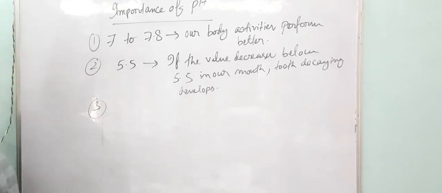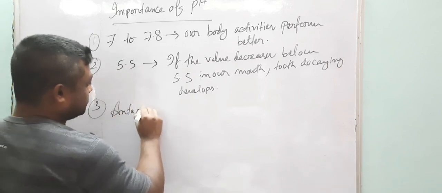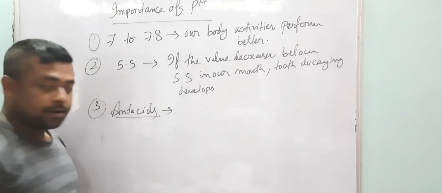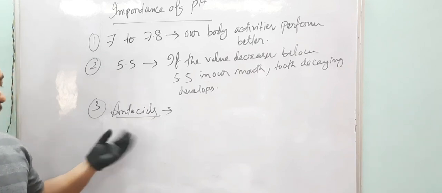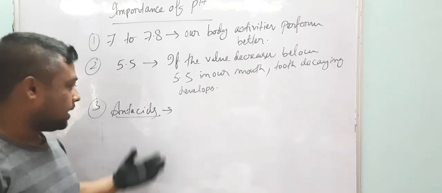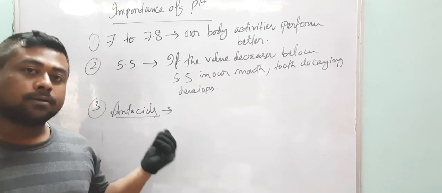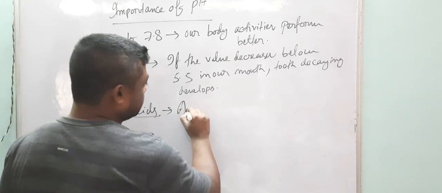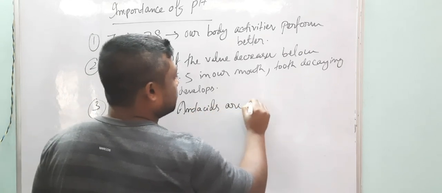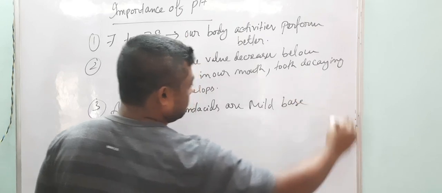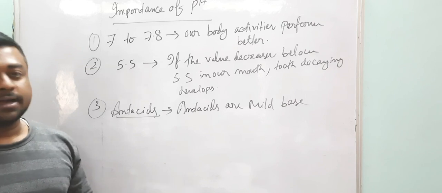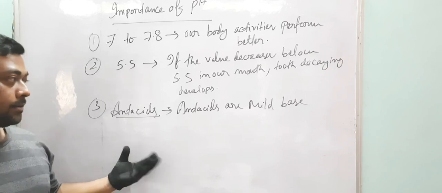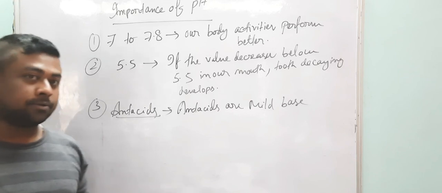Number three, we are going to learn about antacids. Now, what are these antacids? They are a type of base which we take orally. Antacids are mild bases, which when taken orally reduce the excess acidity in our stomach, and thereby reduce the pain which was developed due to acidity in our stomach.